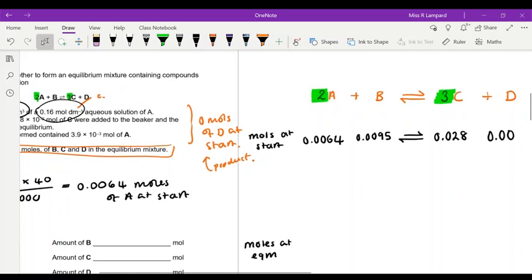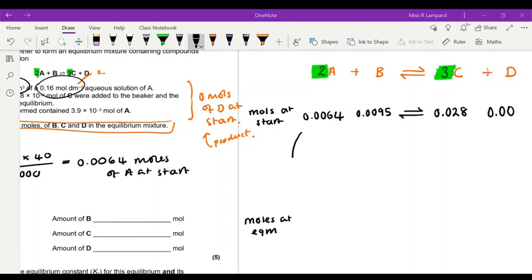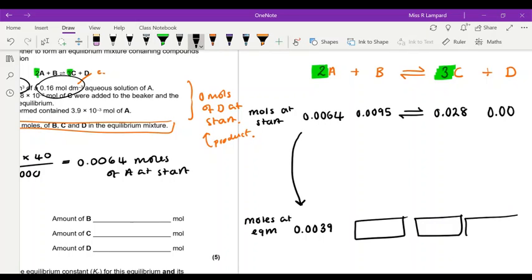Now we've been told that at equilibrium we have got 0.0039 moles of A, and we don't know the number of moles of B, we don't know the number of moles of C, and we don't know the number of moles of D. But we can use the information that we've been given both in this equation here and the information we've been given about the number of moles present at equilibrium to work out these concentrations.